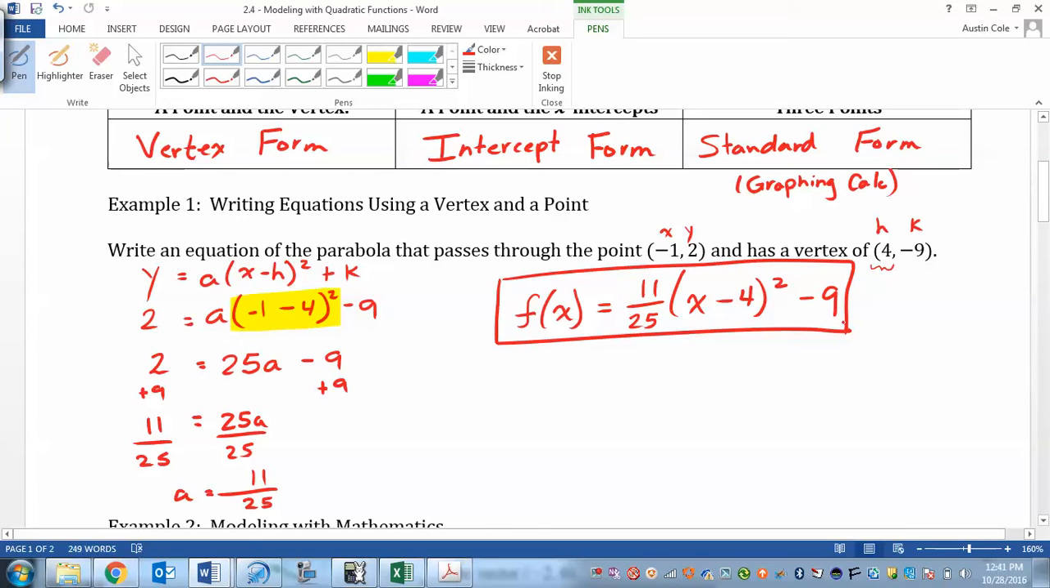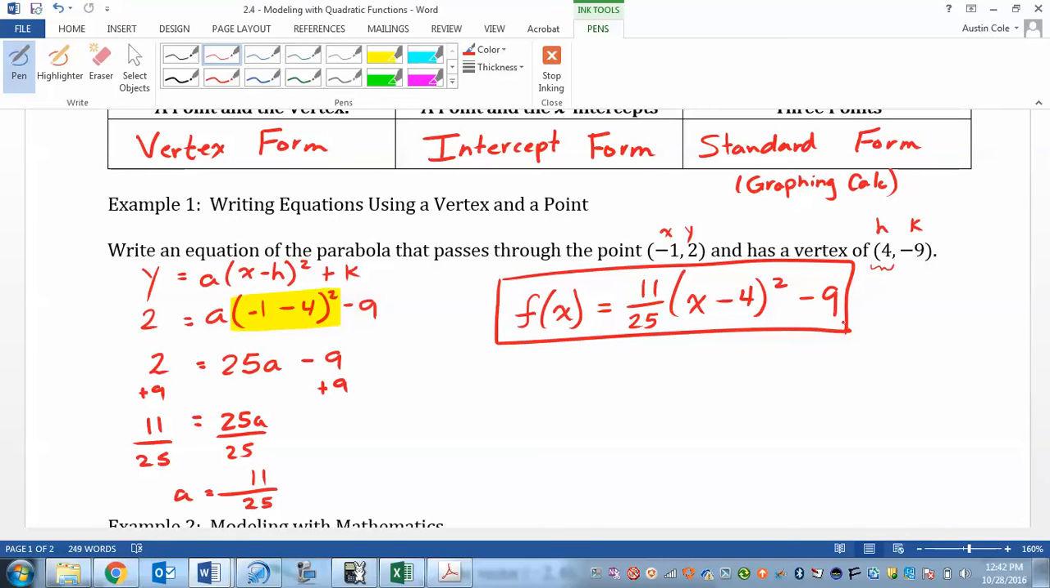The answer is no, okay? And I'll get to that in a second. That's it, okay? So here's what this means. This graph, this function is going to have a vertex of (4, -9). We can check ourselves. Opposite of that value, that has a vertex of (4, -9). And it's actually going to go through the point (-1, 2).